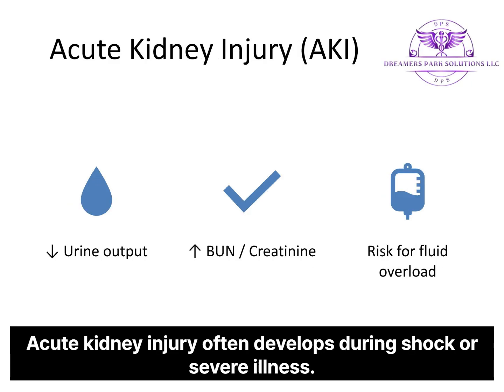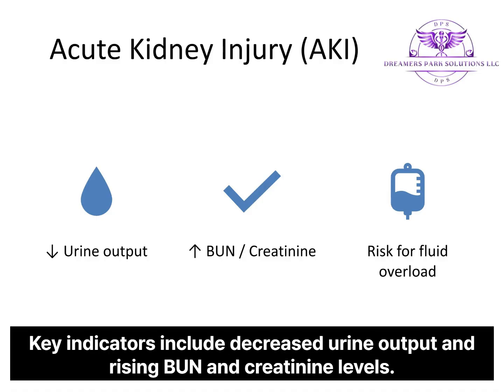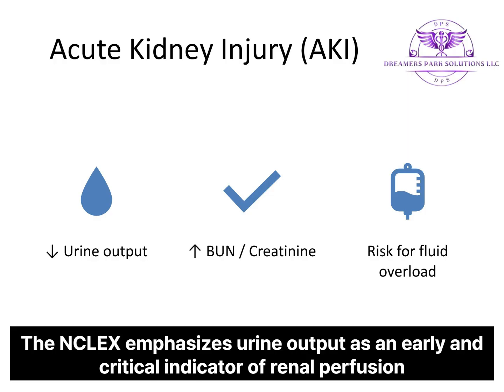Acute kidney injury often develops during shock or severe illness. Key indicators include decreased urine output and rising BUN and creatinine levels. The NCLEX emphasizes urine output as an early and critical indicator of renal perfusion.